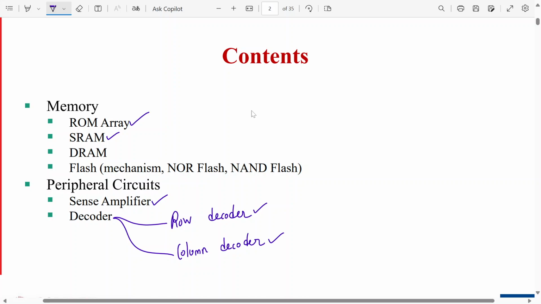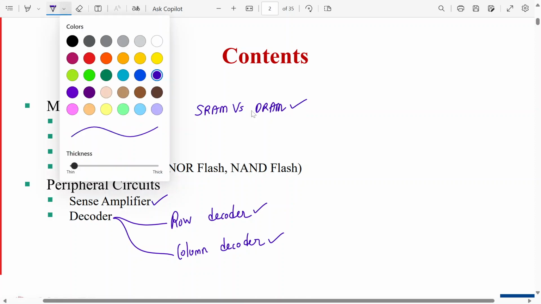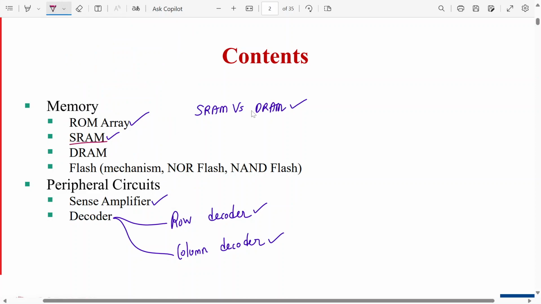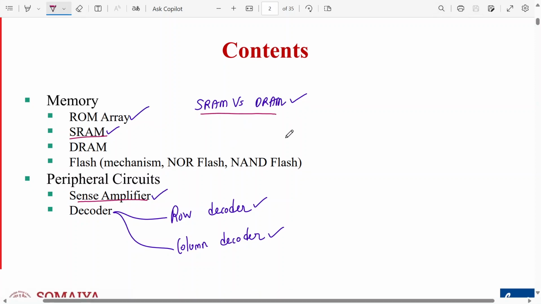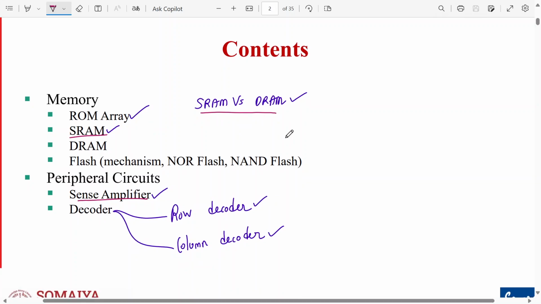Alright, in SRAM we will also be studying the sense amplifier. So these two topics will be covered. And also we'll see the difference between SRAM and DRAM. So these are the topics which we are going to study today: the SRAM, the sense amplifier, and the difference between SRAM and DRAM. The decoder we have already covered before. Alright, in SRAM we have the following topics.